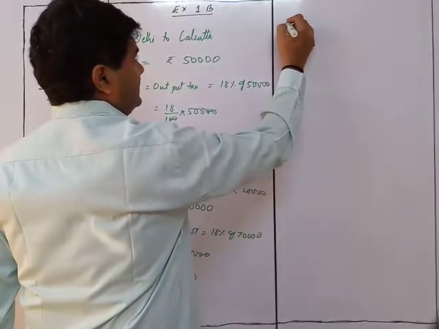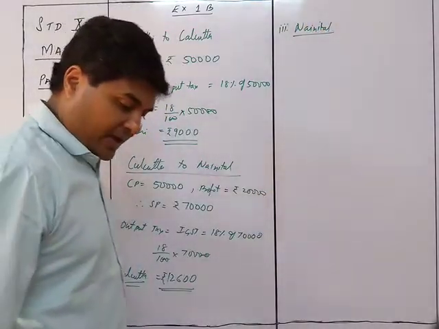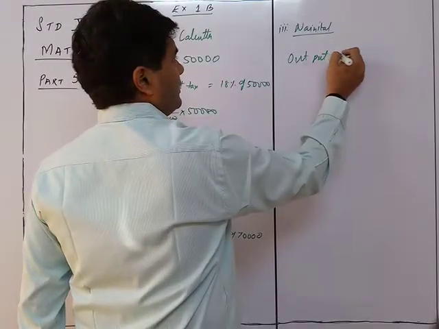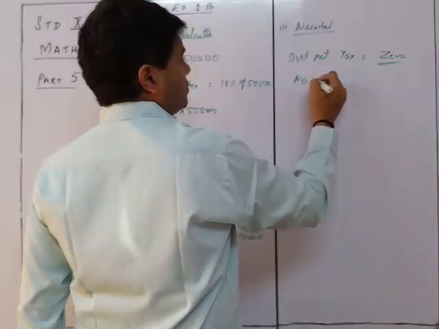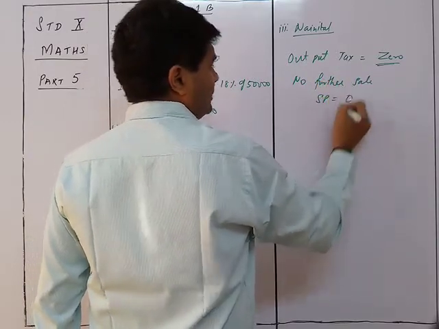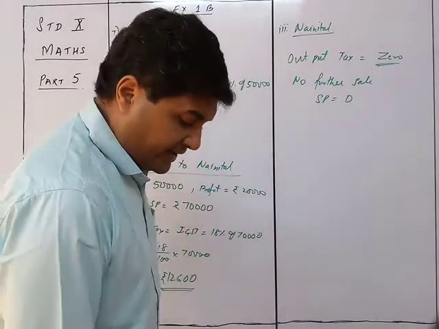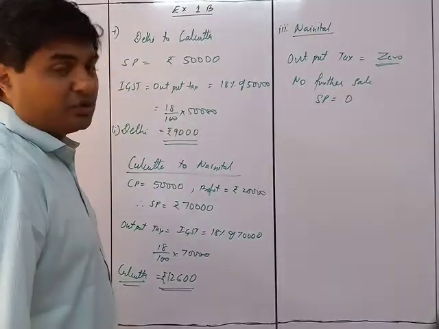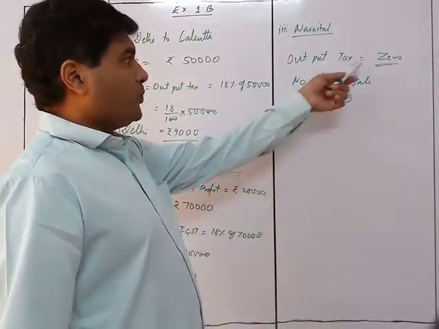The third thing is Nainital. Now Nainital is not selling, it is not given that he is selling it further. So his output tax is equal to 0. Why 0? Because no further sale, or we can say SP is equal to 0. His selling price is not given, he is not selling it to anybody else. Nainital could be an end user, or he was not able to sell that material further. So his output tax is 0.